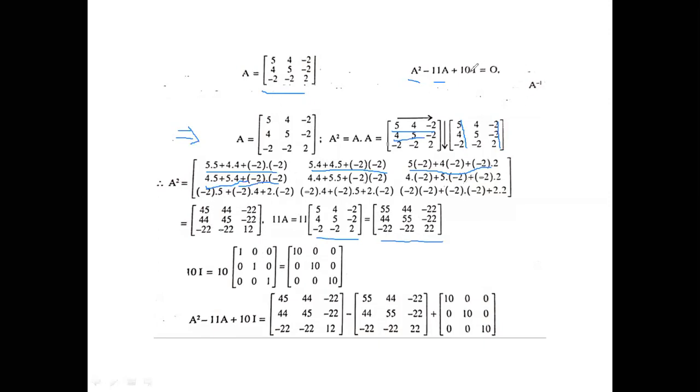Now we have to find 10I, where I is the identity matrix. 10 multiplied with the identity matrix, we get 10 along the diagonal. So now A square minus 11A plus 10I, just putting in the values, we get this. Here is the simple addition. 45 minus 55 plus 10 would be the first element of this matrix.